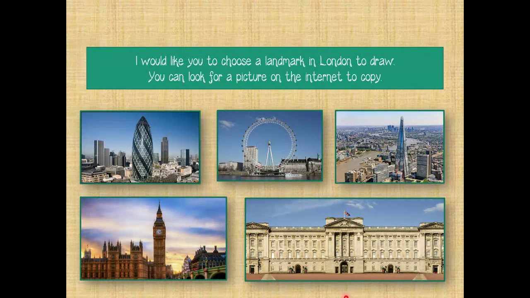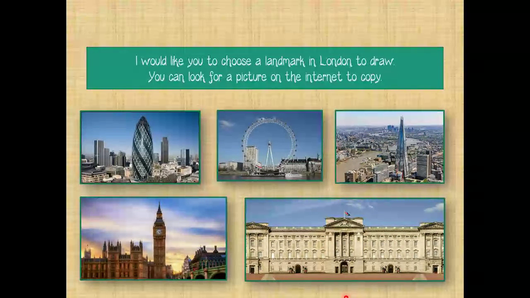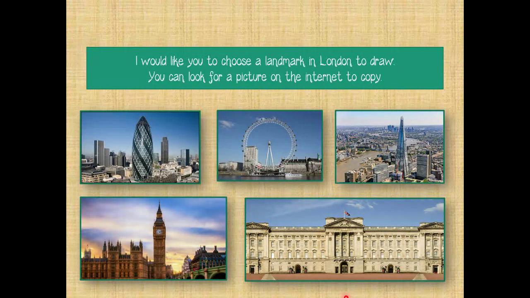So your challenge today is to choose a famous landmark in London and to draw it on a piece of paper. Take a photo of it and then put it on your Seesaw journal for me to see. Children, whilst you're looking at pictures, just try and describe it. What does it look like? What's it made from? And see if you can use lots of describing words.